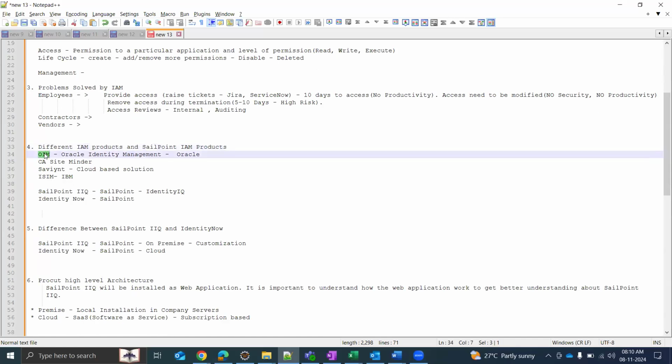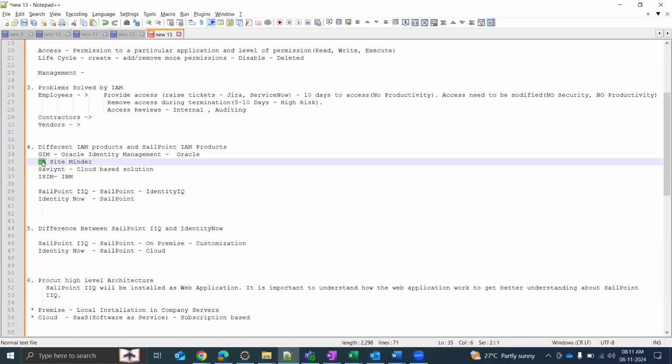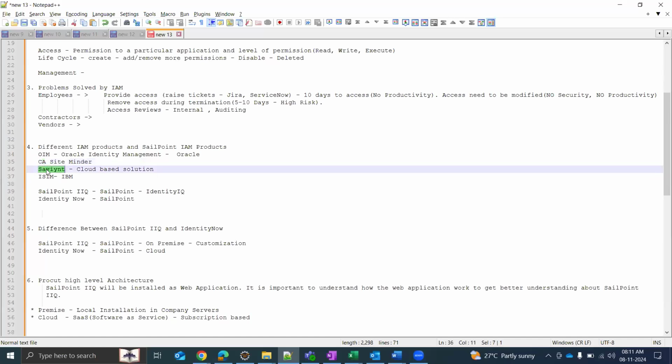So one such tool in the market is OIM. It's called Oracle Identity Manager. So this is a tool developed and marketed by Oracle. So Oracle OIM or Oracle Identity Manager is one such IAM tool similar to SailPoint IIQ. Okay, and we have another tool called CA SiteMinder. This is another tool we have in the market, and Savient.